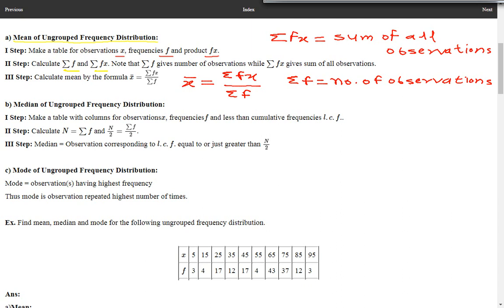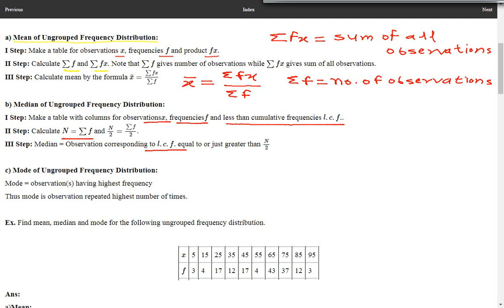Now let us see how to find median of ungrouped frequency distribution. So to find median, again there are three steps. We have to make a table with columns for observations X, frequencies F and less than cumulative frequencies LCF. Then calculate n and n by 2. As we have seen, n is number of observations and find n by 2. Then the column LCF consists of all less than cumulative frequencies.